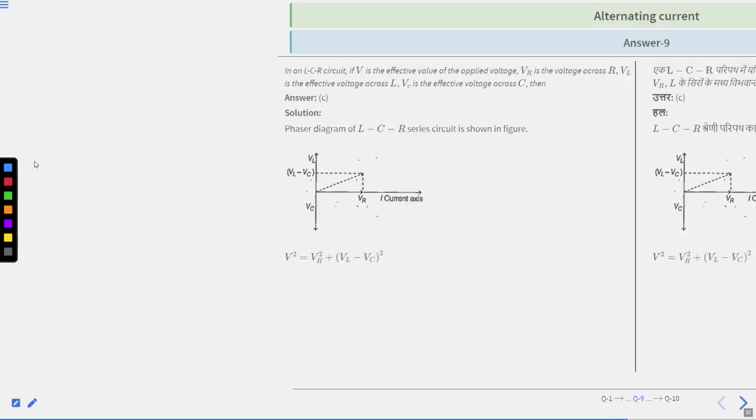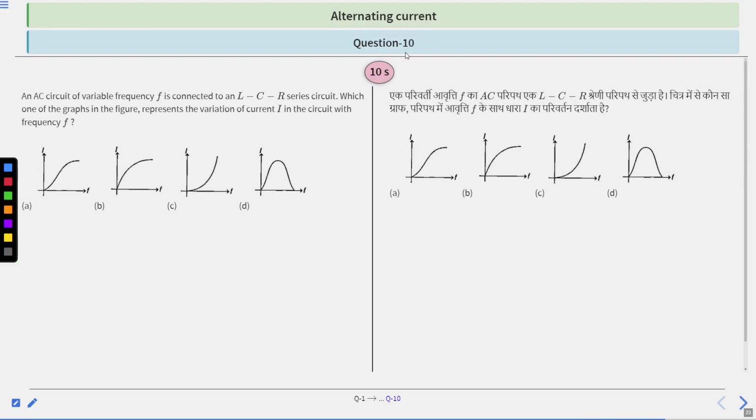Next question. Question 10. An AC circuit of variable frequency f is connected to an LCR series circuit. Which one of the graphs in the figure represents the variation of current I in the circuit with frequency f? So which graph is correct? A, B, C, D. Which one is correct? You have 10 seconds to solve this question. After 10 seconds, we will provide the solution.